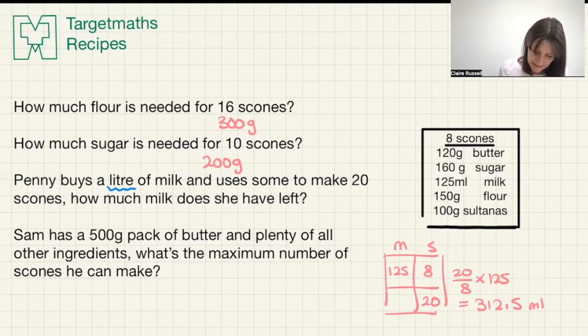Well, that means that I have to do a litre, take away what she used, and my litre and my millilitres are different units. So 1,000 millilitres are in a litre. So 1,000 take away 312.5, and you've got your answer of 687.5.